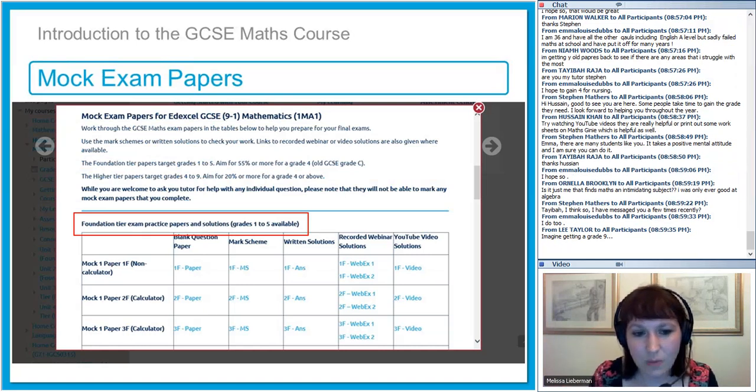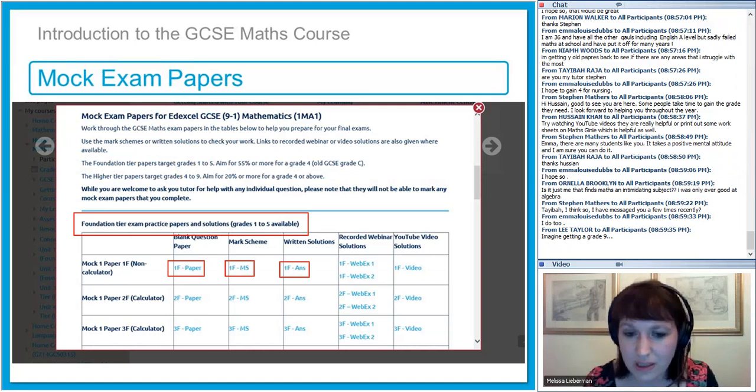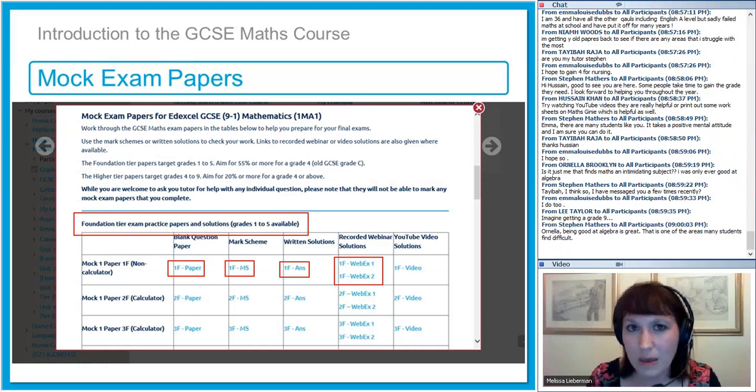If you click here, that will download the blank paper. If you click here, that will download the official mark scheme to show you how the marks are allocated for all of the questions. If you click here, you will see some examples of written solutions. Your written solutions might look a little bit different, but this is just one way that you might set out your answers. There are some WebEx links for some webinars that I did last year, but I will keep adding to those. And where I could find them, some video links.